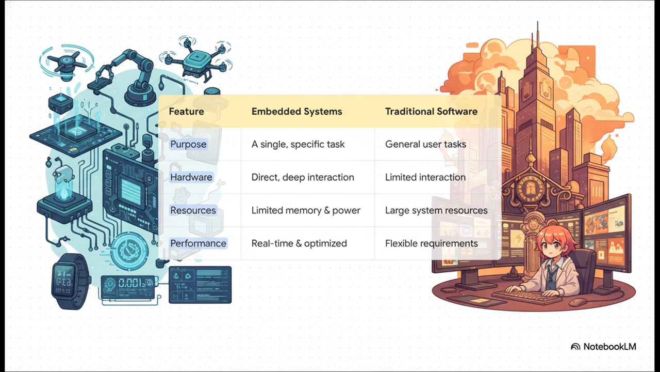So here's the bottom line. Traditional software, like your web browser or a video game, runs on powerful computers with tons of memory, and it's built for all sorts of general tasks. An embedded system is the complete opposite. It's designed for one single, specific job. It has to talk directly to physical hardware, and it has to do all that with very little memory and power. Everything has to be incredibly efficient, and a lot of the time it has to respond in real time, where even a millisecond can make all the difference.